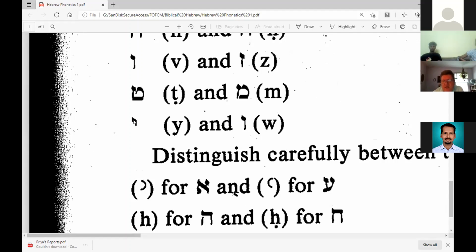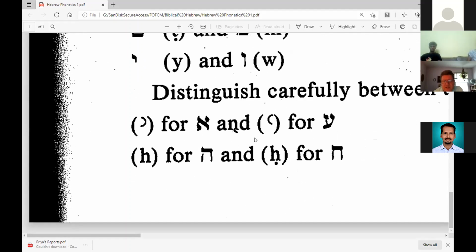The Yod and the Vav. The Yod is like an apostrophe. It doesn't have a lower stem down the bottom, whereas the Vav does. Okay, and then we'll see.